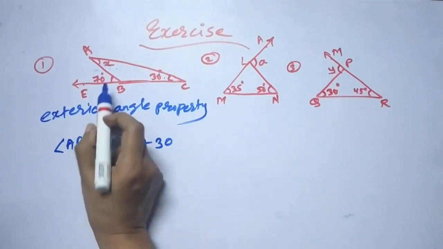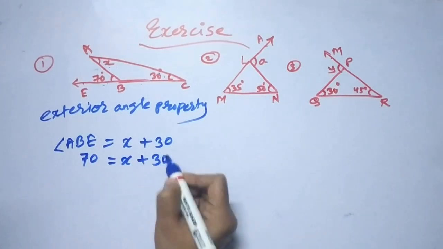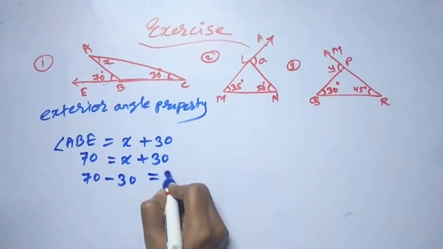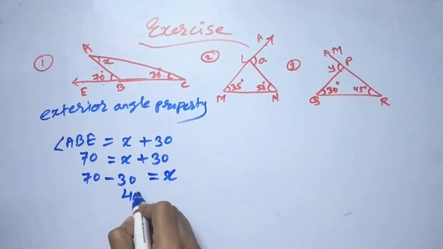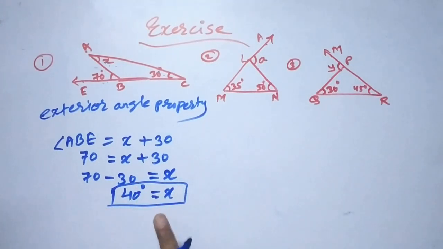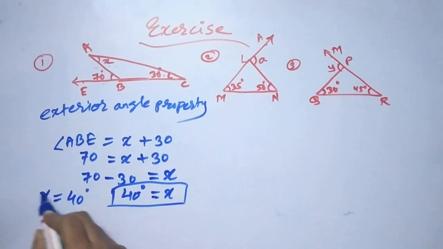And this angle is already given as 70 degrees. 70 is equal to X plus 30. So friends, 70 minus 30 we'll do, and we'll write here X. So 40 degrees is equal to X, or you can write X is equal to 40 degrees.